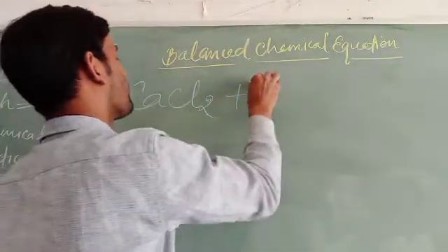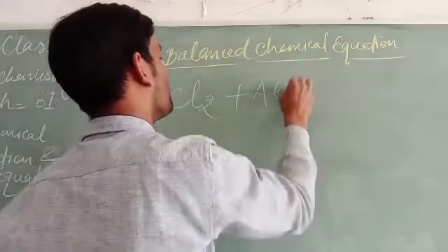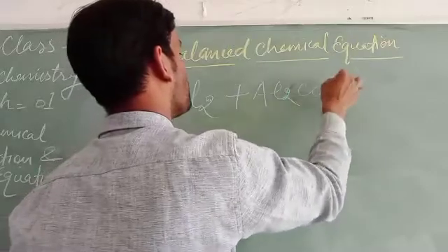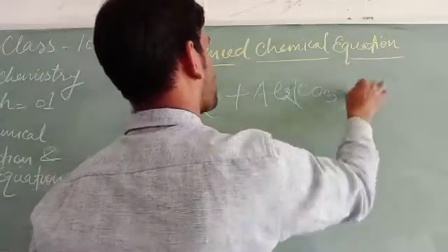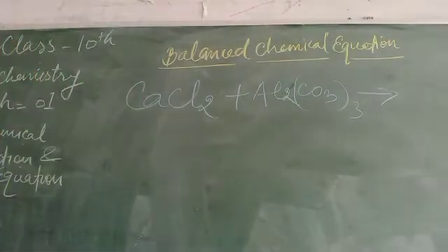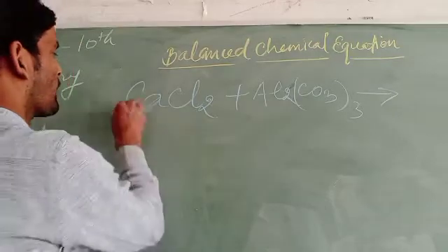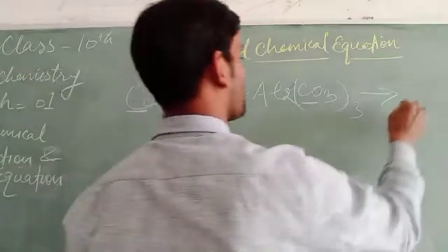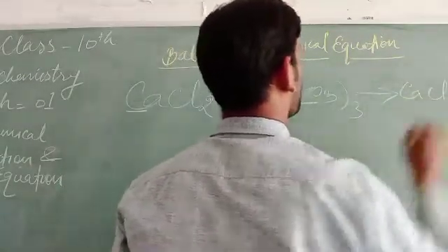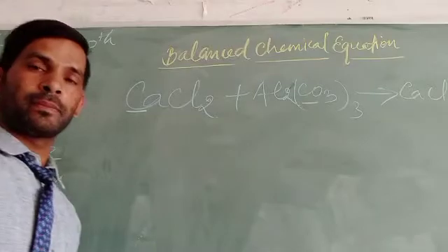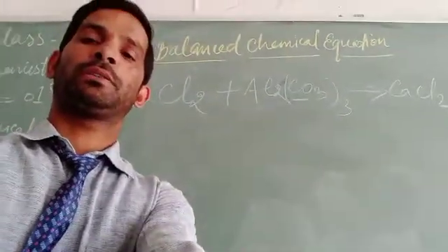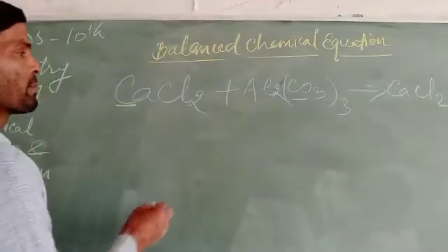Suppose here is CaCl2 plus Al2 CO3 gas. If it is written like that, what do we have to do? Here is calcium and here is carbonate. So this one is found as CaCl2. Is this okay? And now in the next scenario we'll do that.